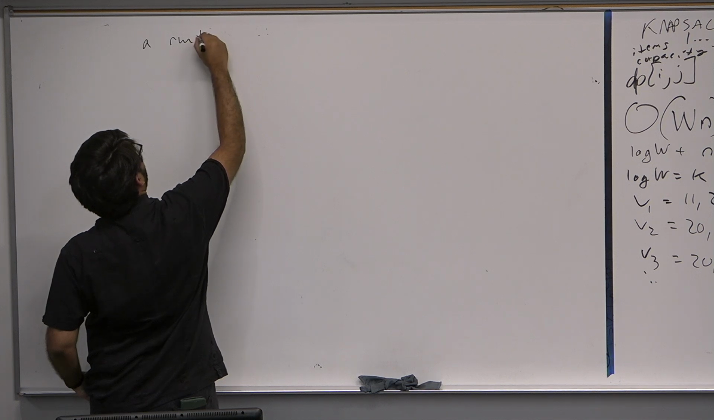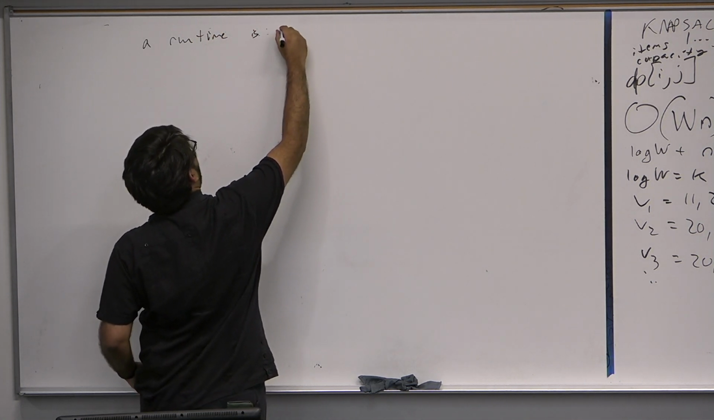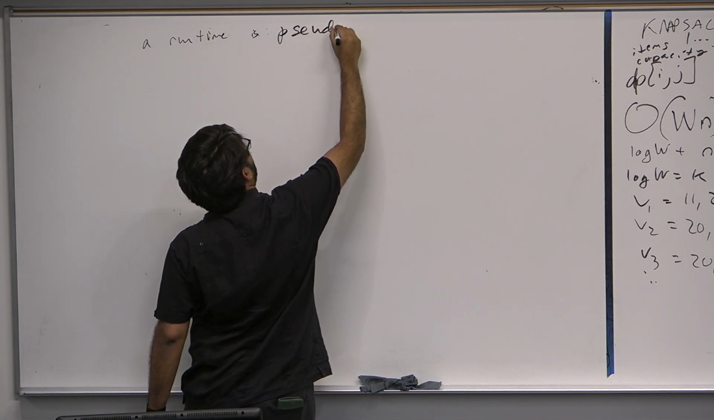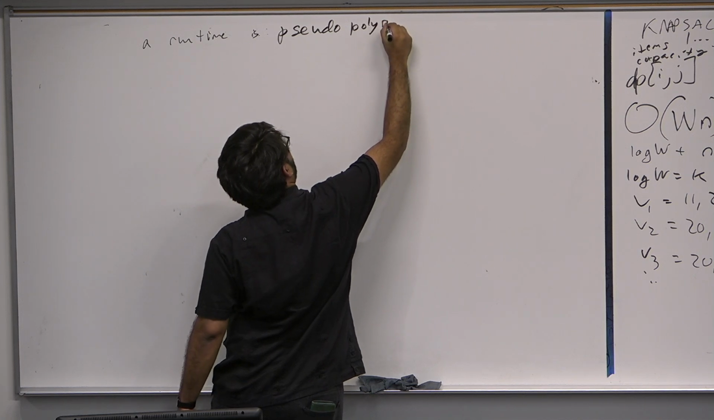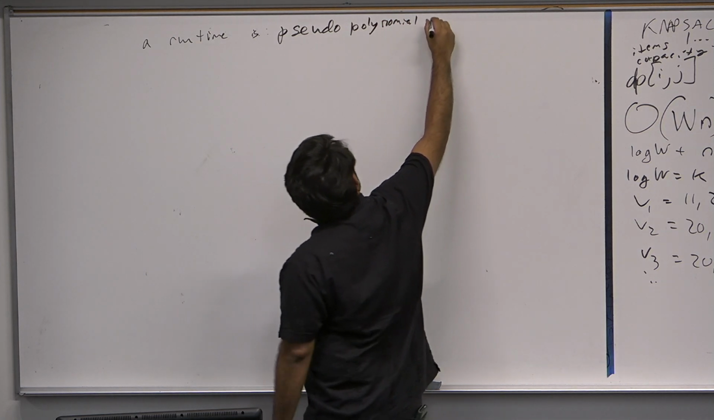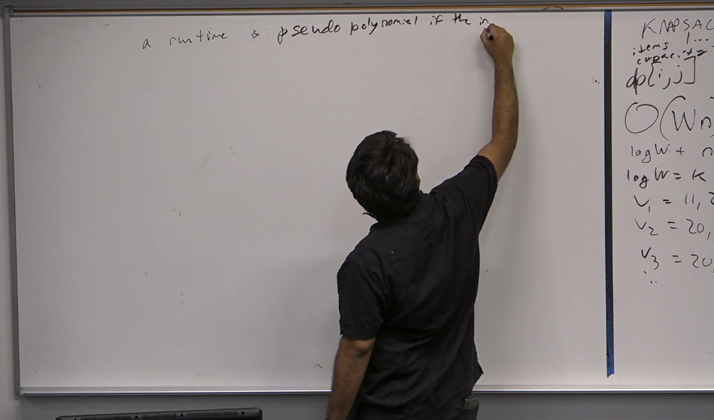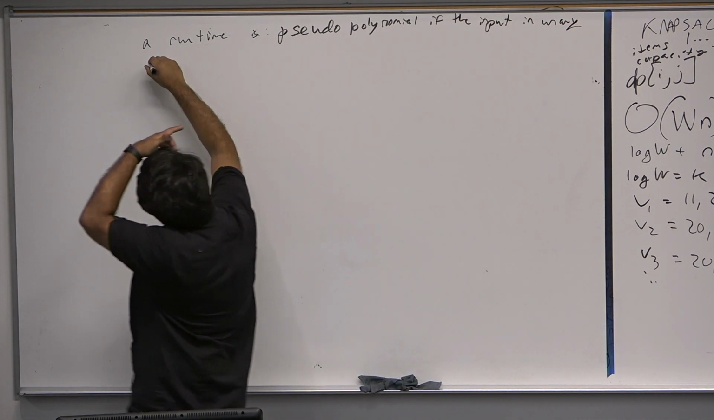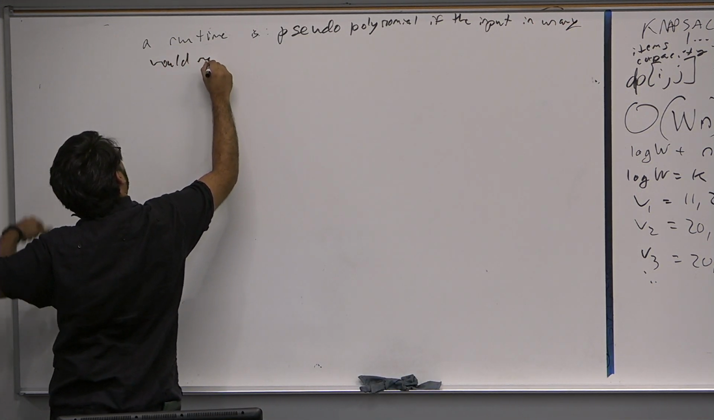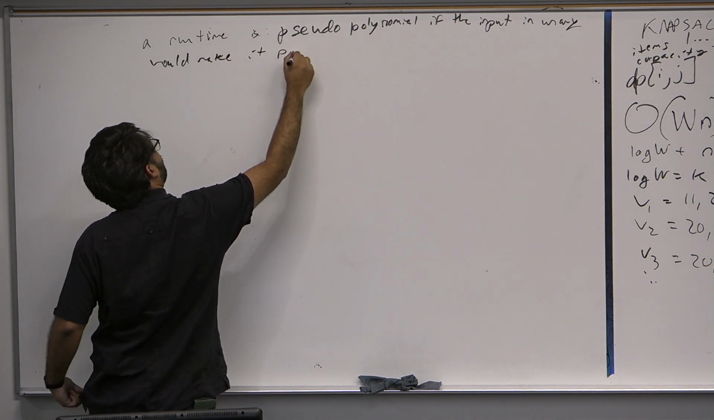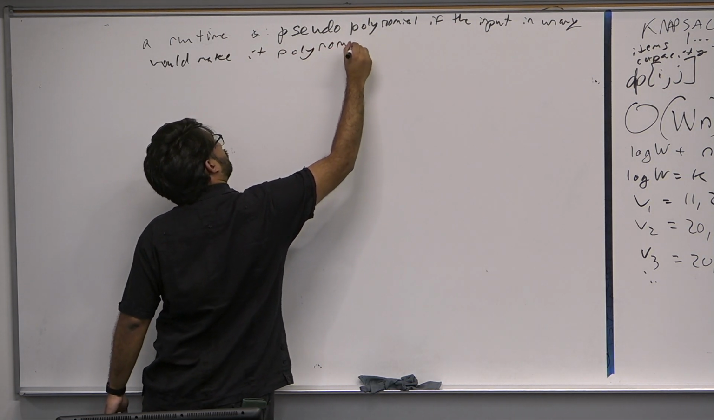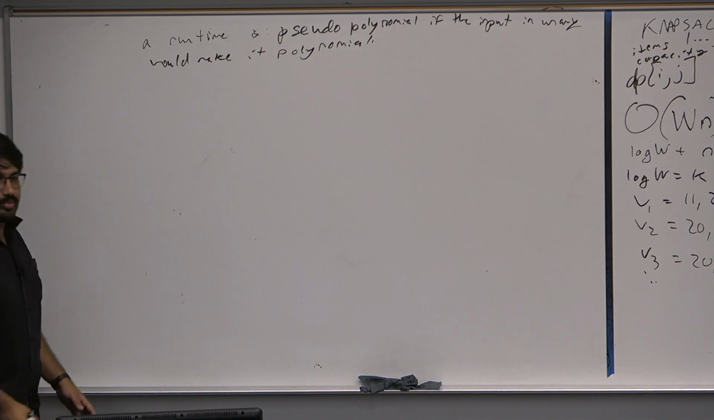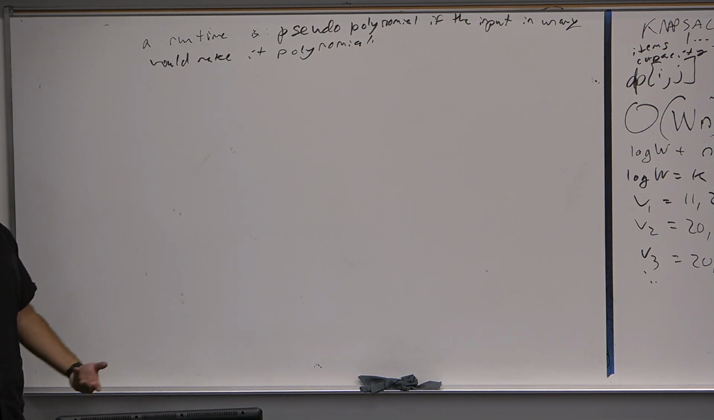So we say a runtime is pseudo-polynomial if the input in unary would make it polynomial. So if we gave the input in a worse way, it would be a polynomial runtime.